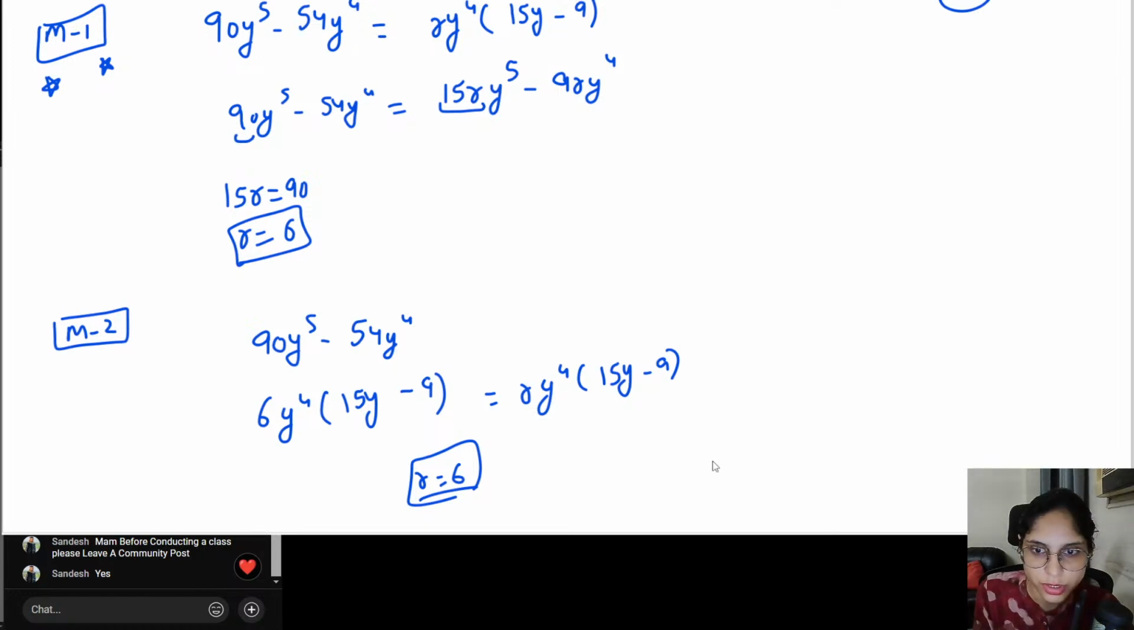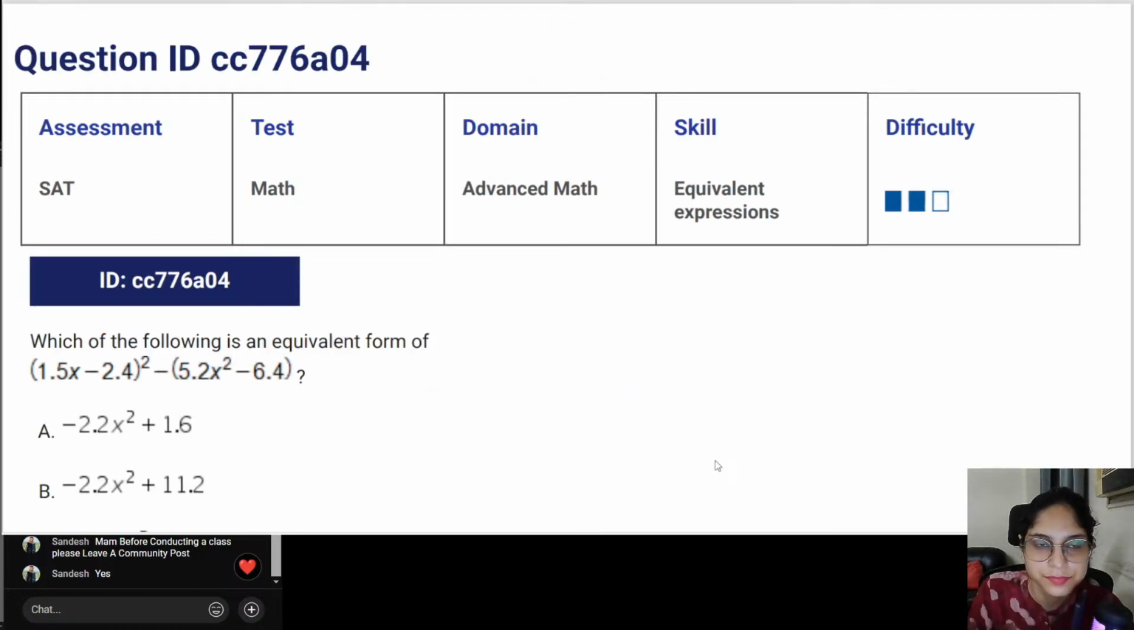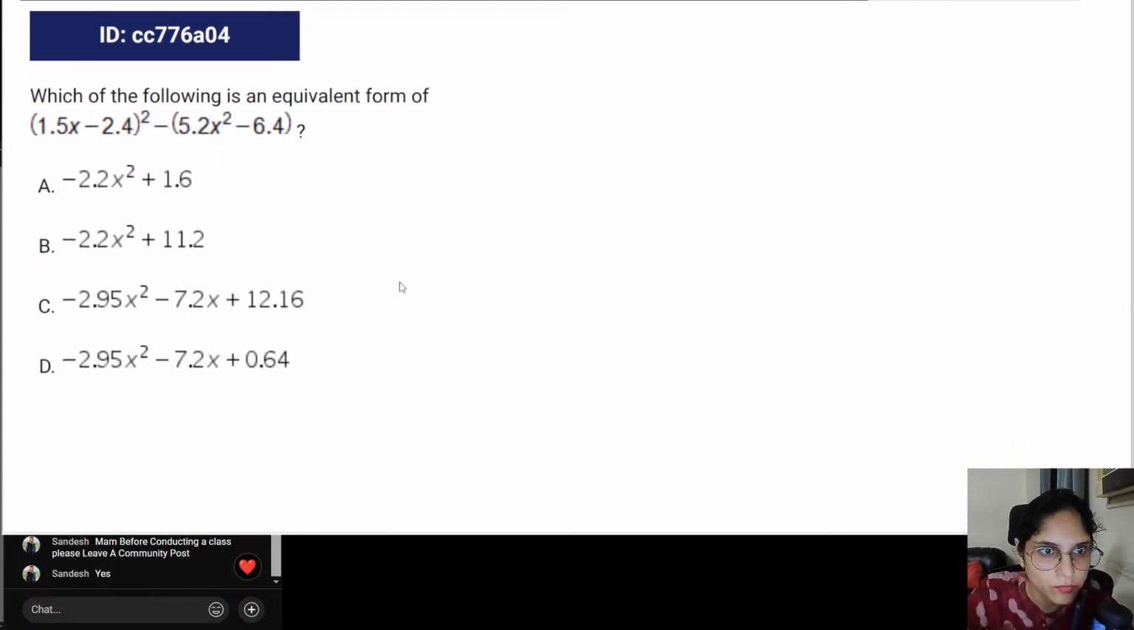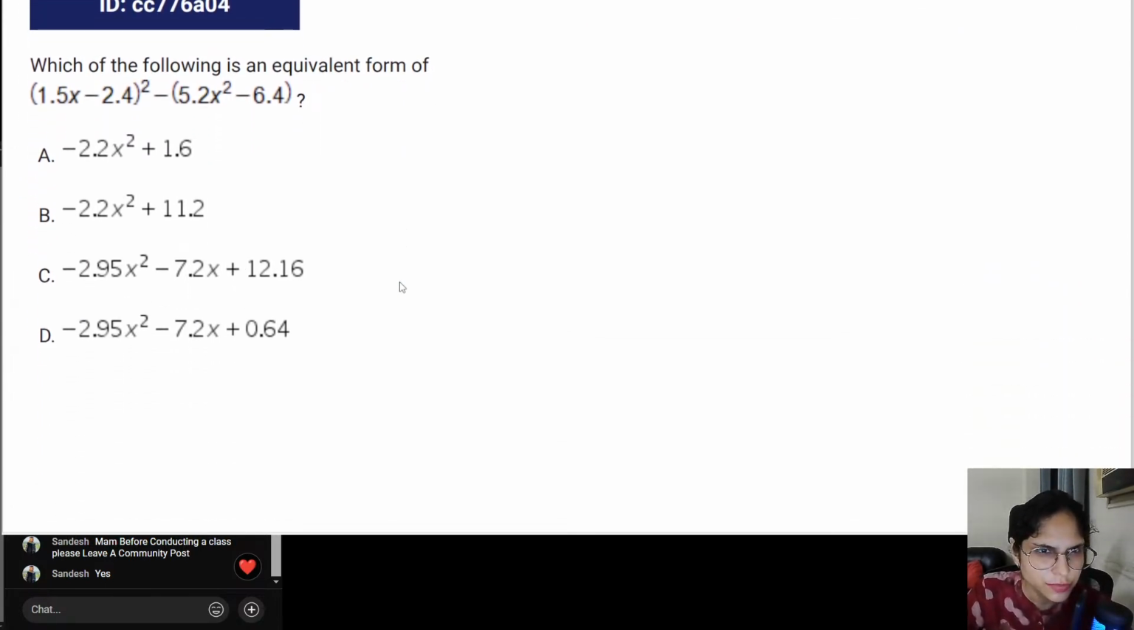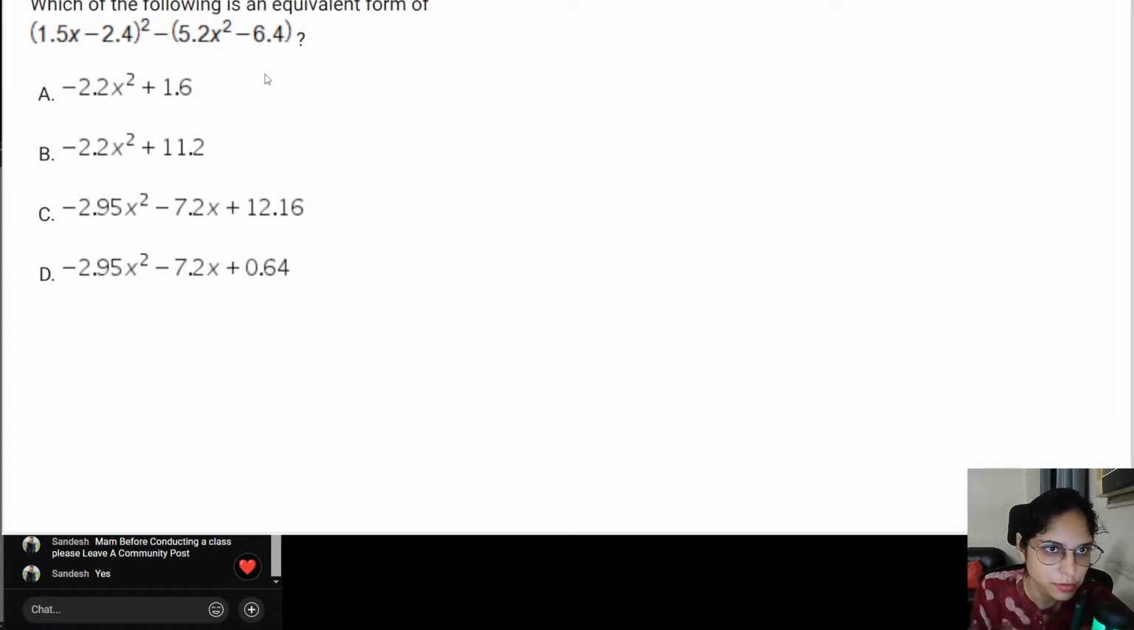Next is question number 14. Which of the following is an equivalent form of (1.5x minus 2.4) whole squared minus (5.2x squared minus 6.4)? So there's also a Desmos hack. I will tell you that also.